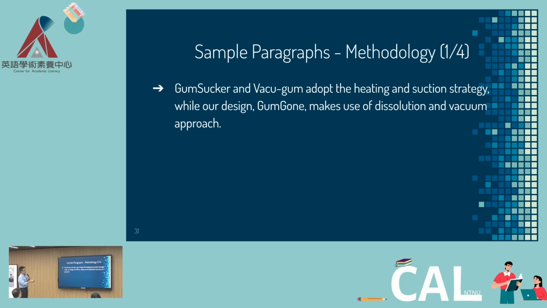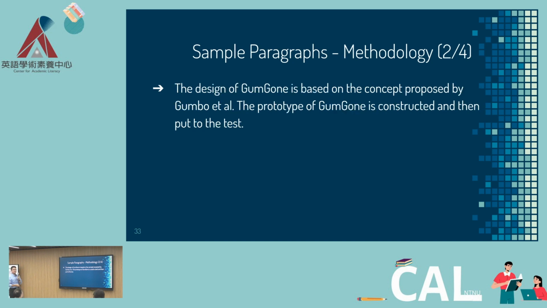So what kind of materials you are going to use, what kind of process you are going to use. Here, there's a general description of your design. The first 2 machines use heating and suction. Probably you apply heat, and when the gum gets soft enough, you use the vacuum machine to pull it out. While our design makes use of dissolution and vacuum approach. Here are the verbs you can use. The design of Gum is based on the concept proposed by Gumbo. The prototype of Gum is constructed and then put to the test.